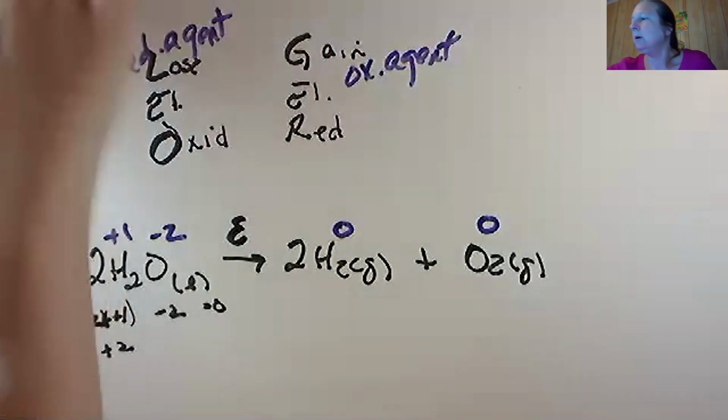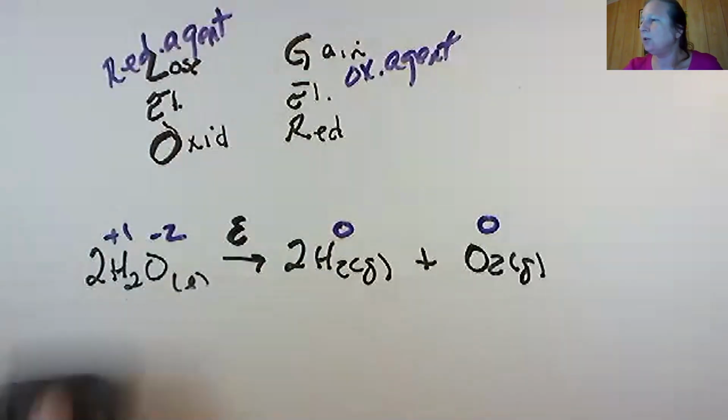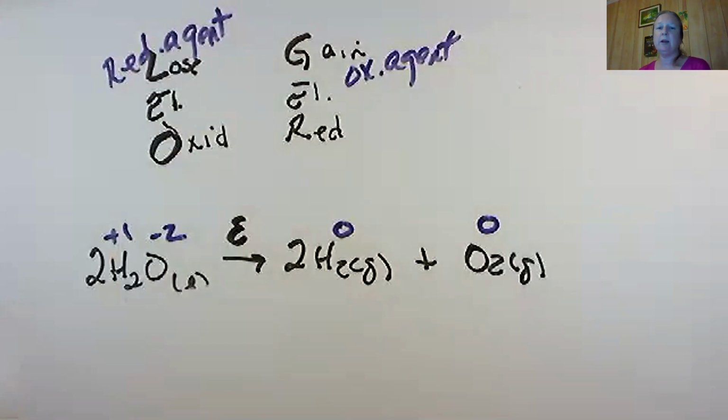Okay, so the question is, is this redox? And the answer is yes. You're going from a +1 to a 0 and a -2 to a 0. I will give you a hint. Anytime you see an element on one side of the equation and it's part of a molecule or compound on the other, it's immediately redox. Immediately.